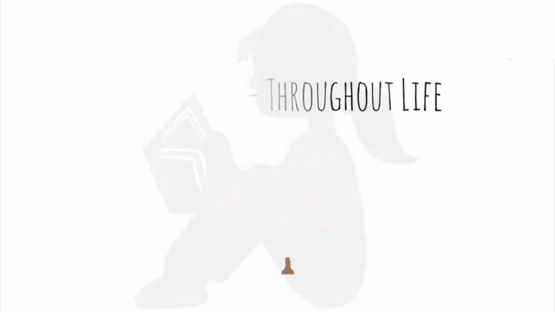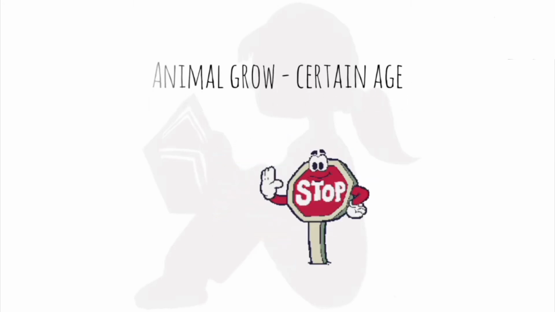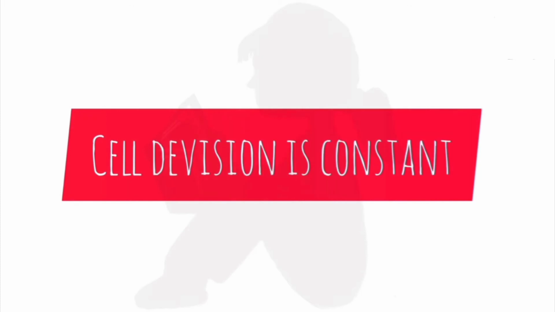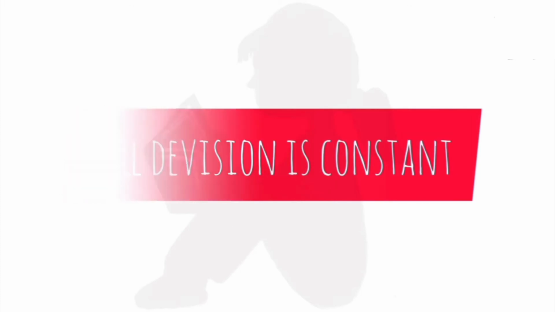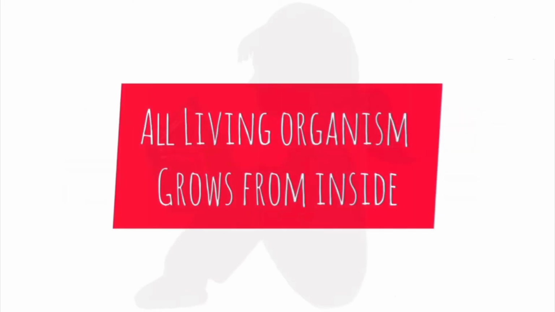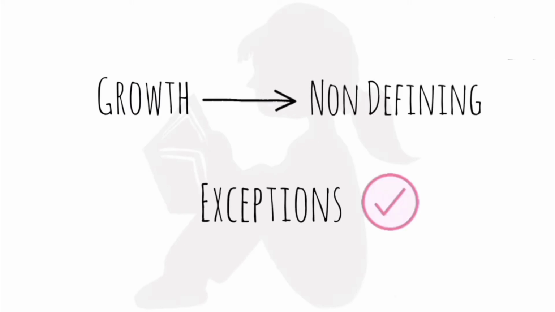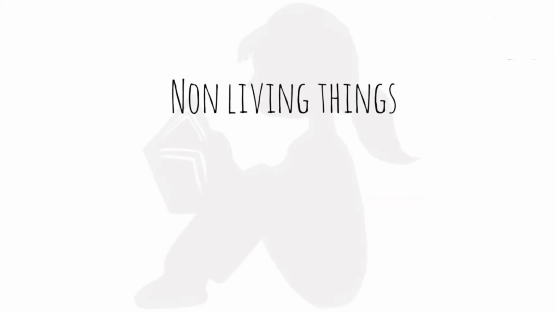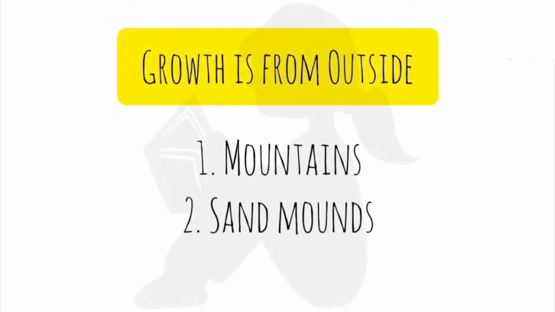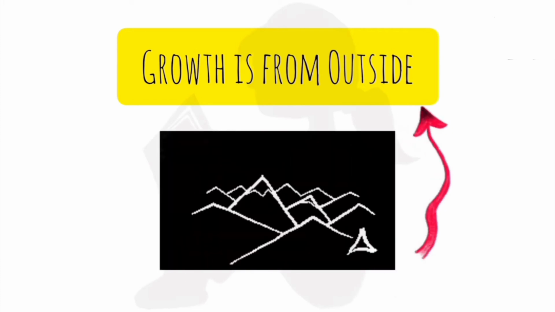Then we can see plants grow throughout their life, but animals grow up to a certain age. But cell division is constant and it occurs throughout the life of an organism. So the conclusion is all living organisms grow from inside to outside. But growth is a non-defining character, so it has some exceptions. Some non-living things also grow, but their growth is from outside. For example, mountains and sand mounds. They grow from outside by accumulating more on the surface.